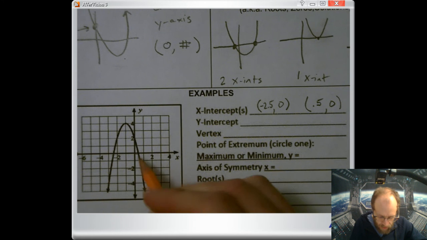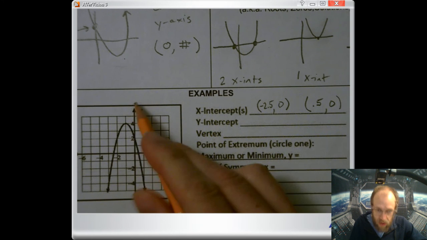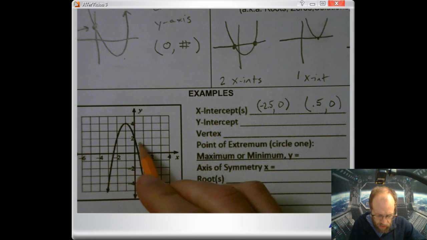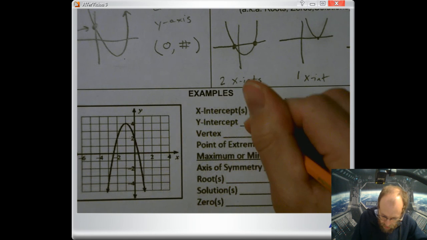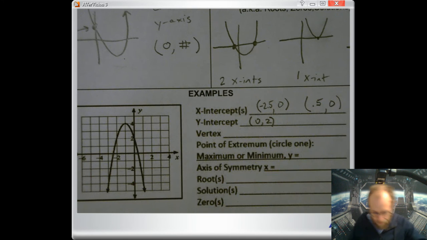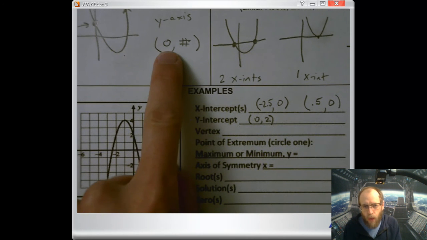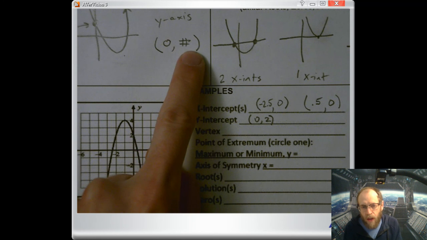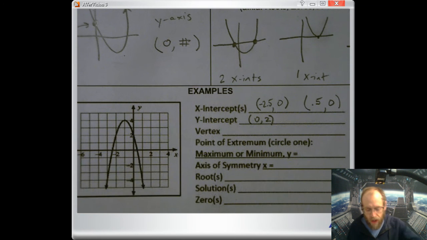What about the y-intercept? Well, that's on the y-axis, the vertical one. Where does our parabola cross the y-axis? Right there. What are the coordinates of that point? 0, 2. Again, for the y-intercept, the x value is always 0, and then the y value is going to be some number on the y-axis.